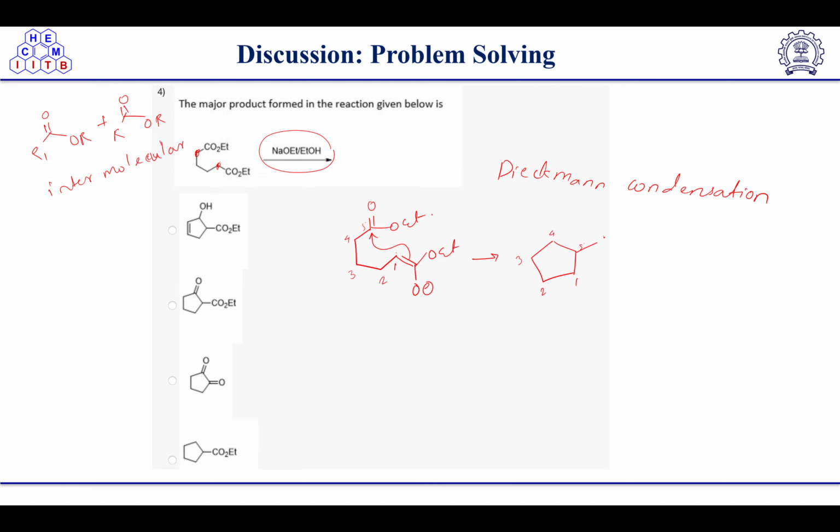At carbon number 5, O negative will be there of the carbonyl group, and the other one is O ethyl. Correct? And at carbon number 1 we have an ester group. Correct? Now after this, what will happen? This O minus will push back electrons here and this OEt group will knock out, minus OEt. It will give you a product which will look like this: carbonyl group and here ester. Got it?